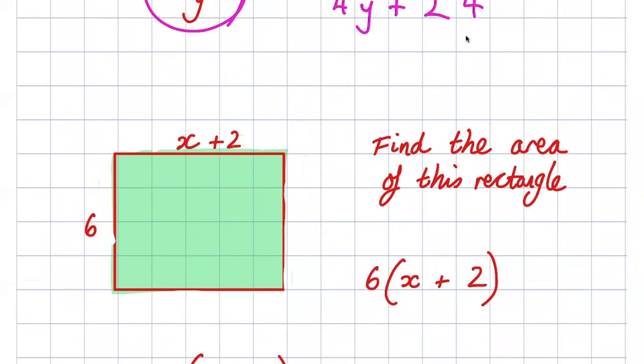And to find the area, we're just going to simply expand that. Let's get off this pink. It's giving me a little bit of a headache. And let's go here. So we've got 6 times x, which is 6x. 6 times 2, which is 12. So the area of this shape, we don't have units, is 6x plus 12.